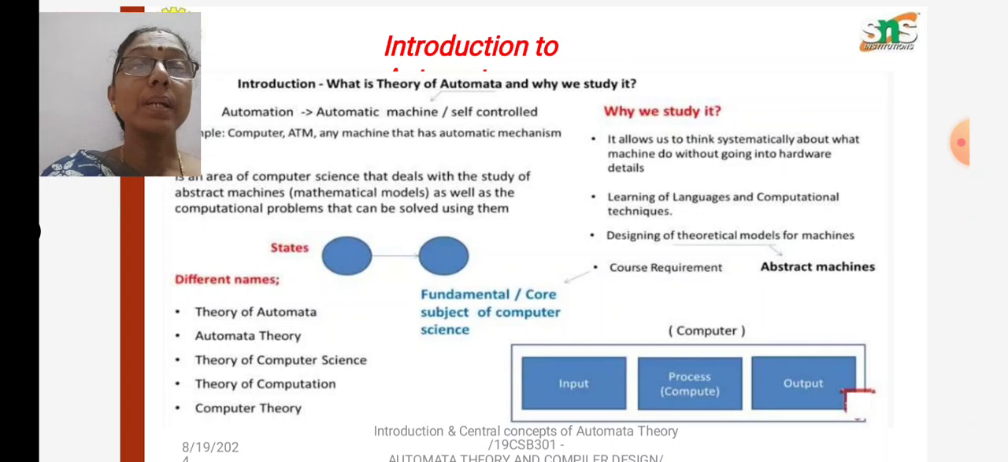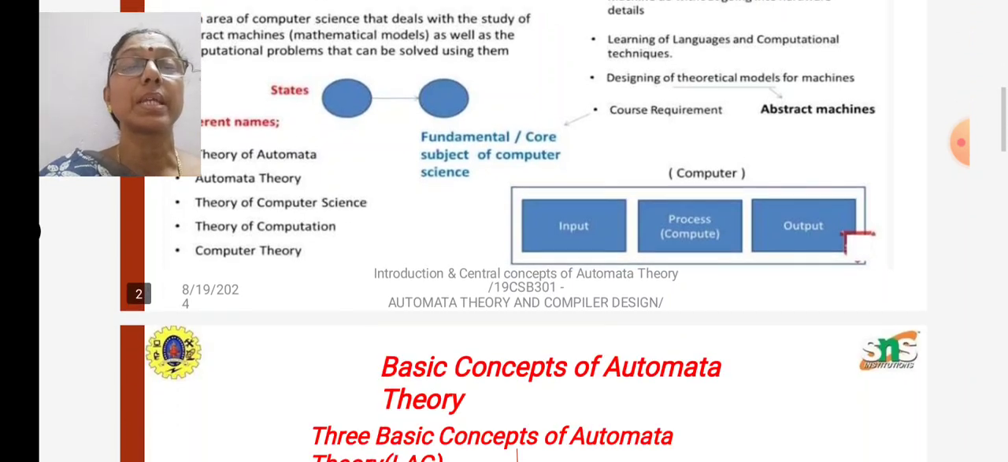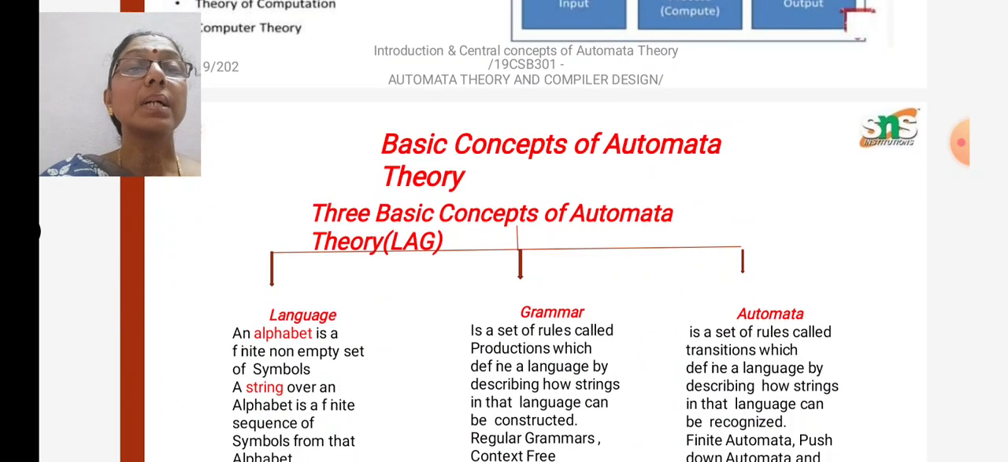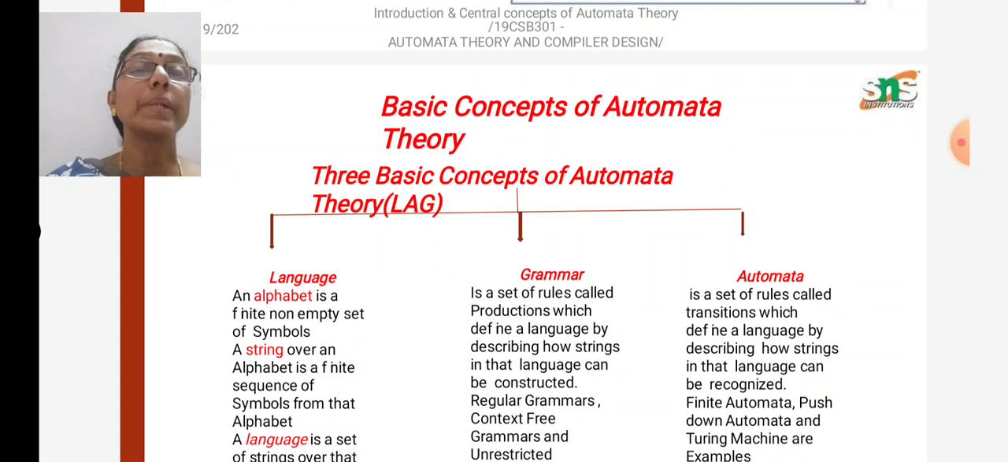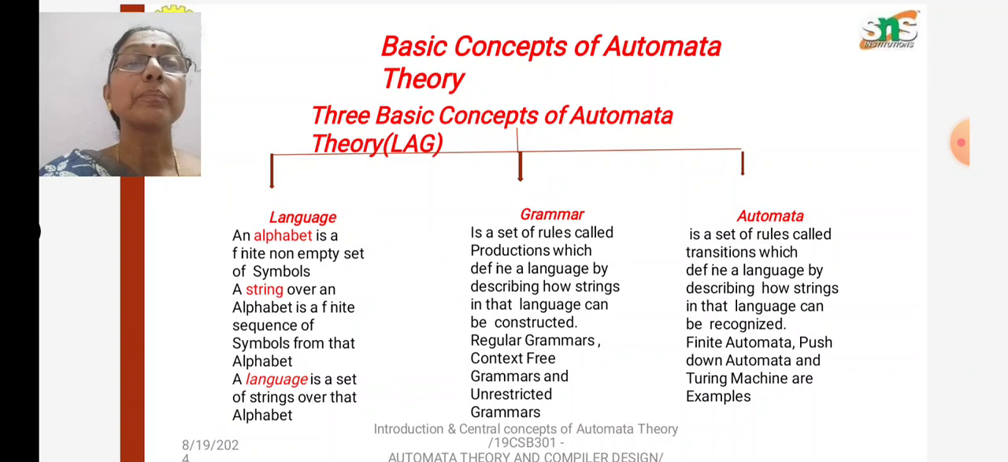In automata, this is done in terms of states and transitions. We have a state, and using some input given in that state, it goes to another state. Next, the three basic concepts of automata theory are LAG, that is, language, automata and grammar.